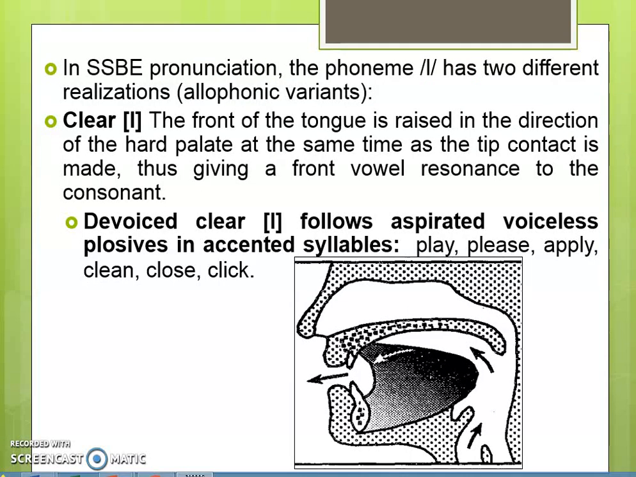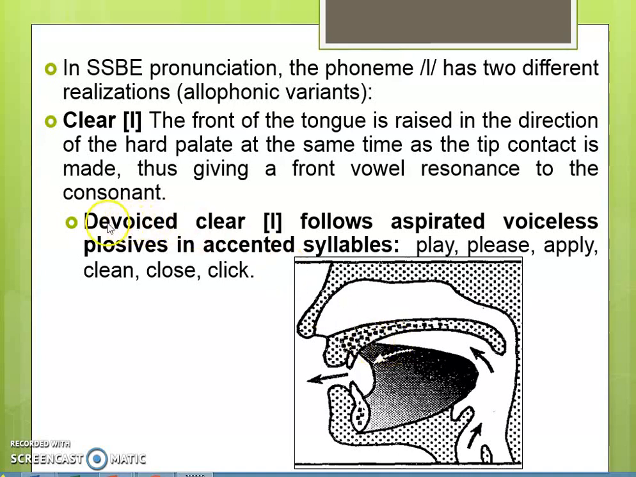In standard Southern British English pronunciation, the phoneme L, which we said is abstract, has two different realizations, or allophonic variants. Clear L is produced with the tip and blade of the tongue articulating with the alveolar ridge, of course, and at the same time the front of the tongue goes in the direction of the hard palate, and that gives the lateral a front vowel resonance. So it resonates like a front vowel. It resonates like the vowel i.